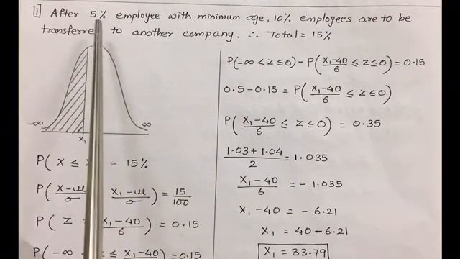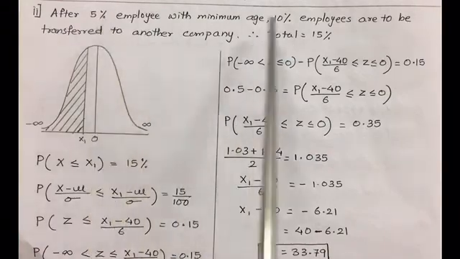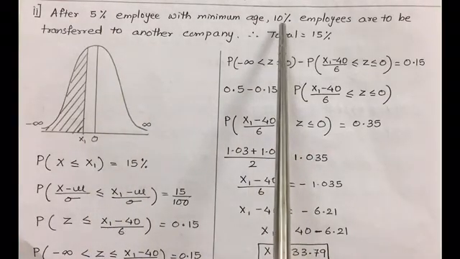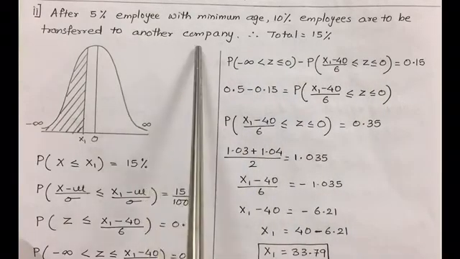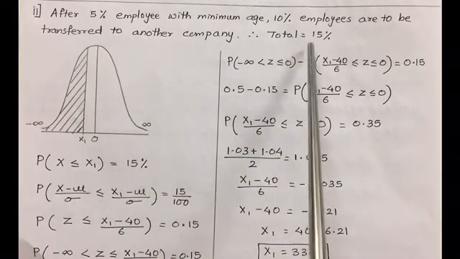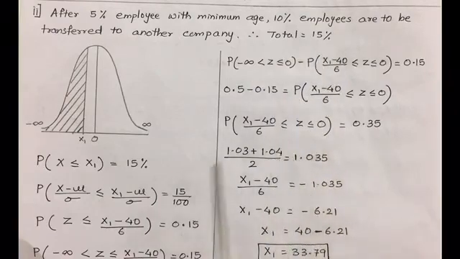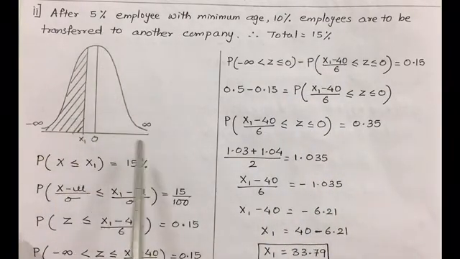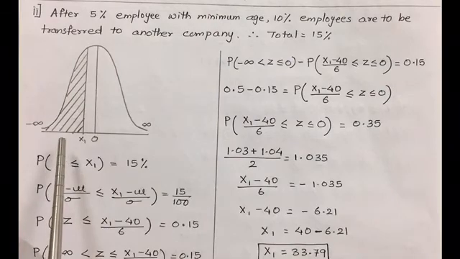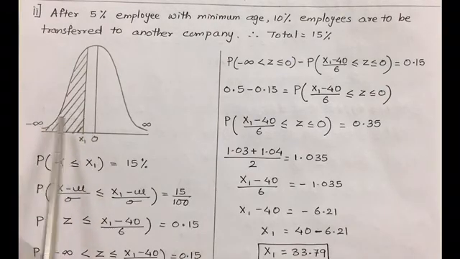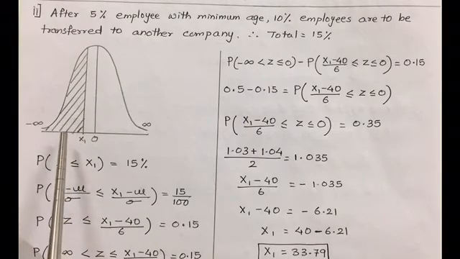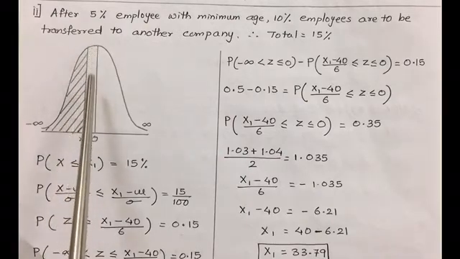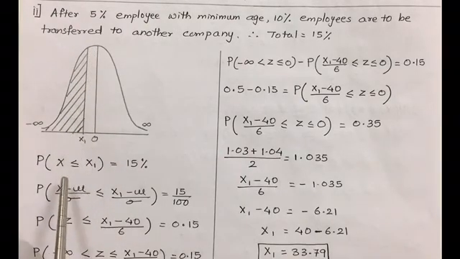Now 5% already is being retrenched, added to 10% which are being transferred to another company. So in total it makes 15%. Taking it up in the bell-shaped graph, 15% of the employees will lie towards the negative side. So here also we have to calculate the value of x1.